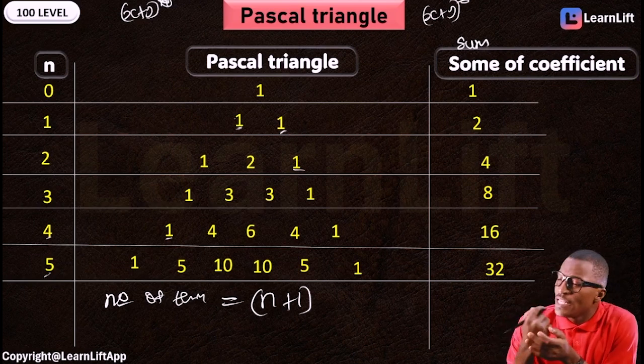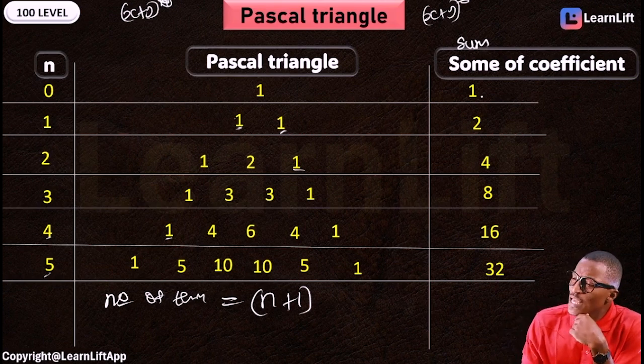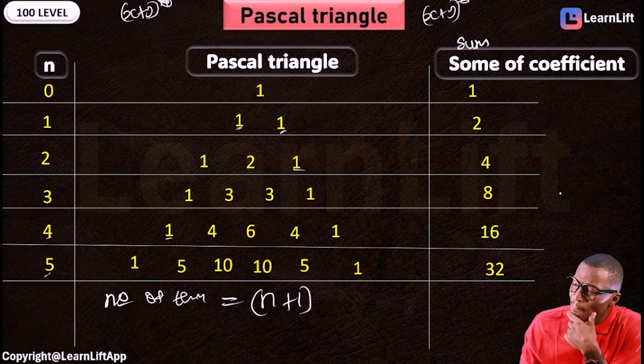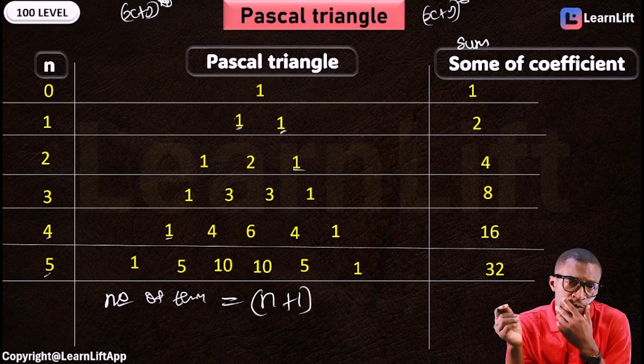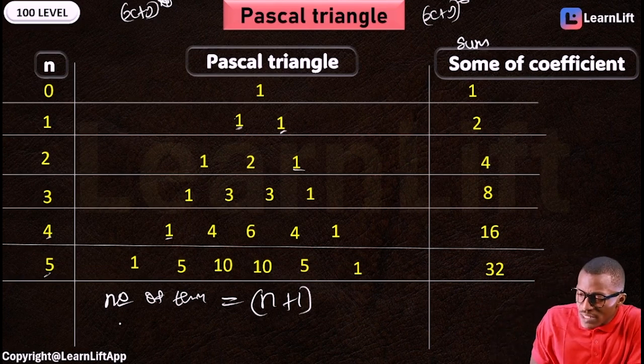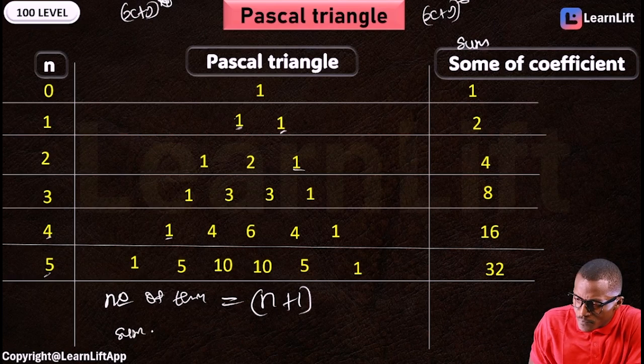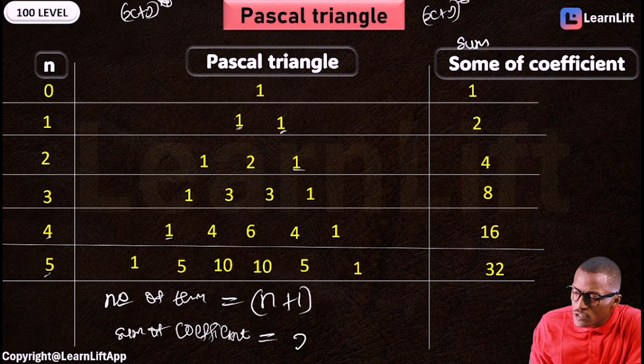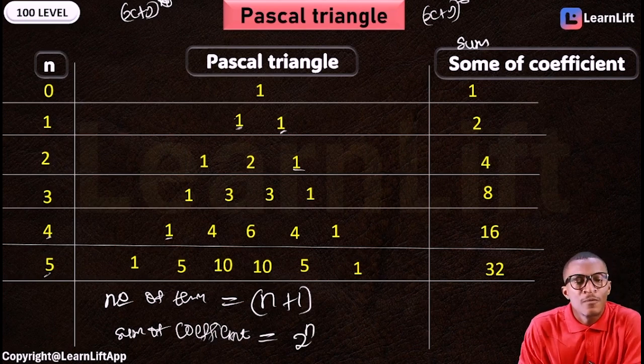Do you understand? Now, how do we get the sum of coefficients? What's the sum of the coefficients? To get the sum of coefficients, the formula is 2 raised to power n. What I call the formula, 2 raised to power n.